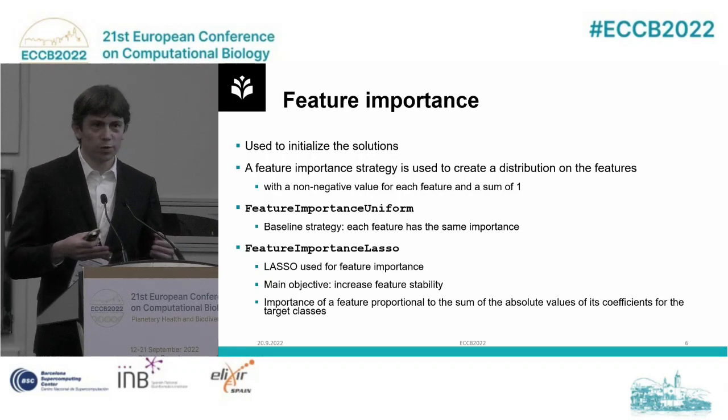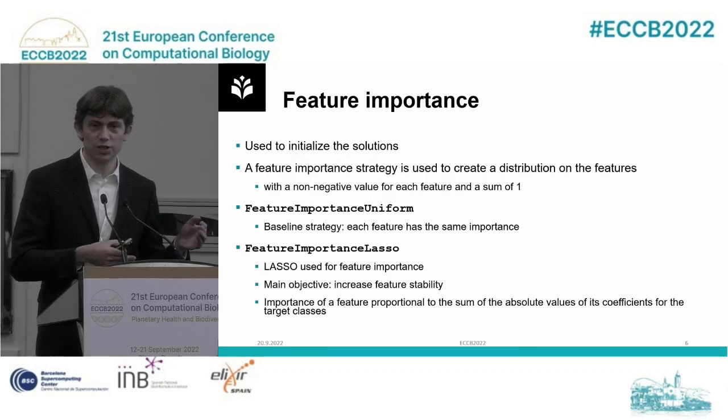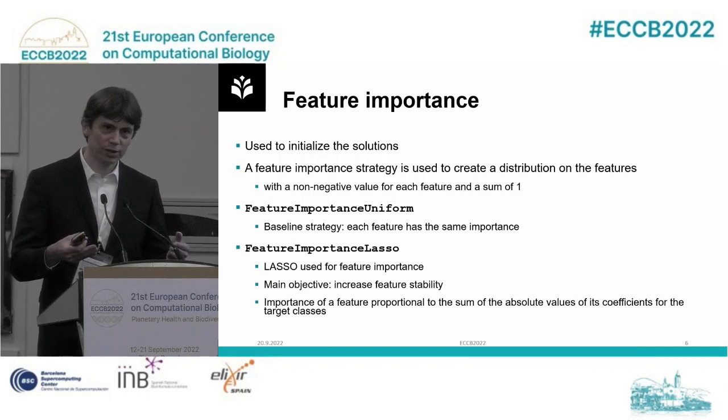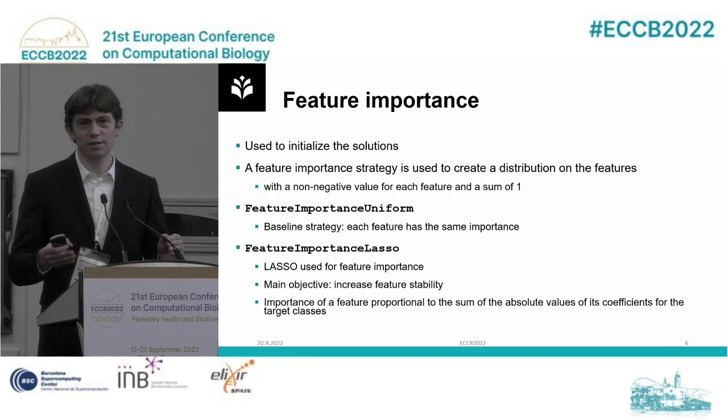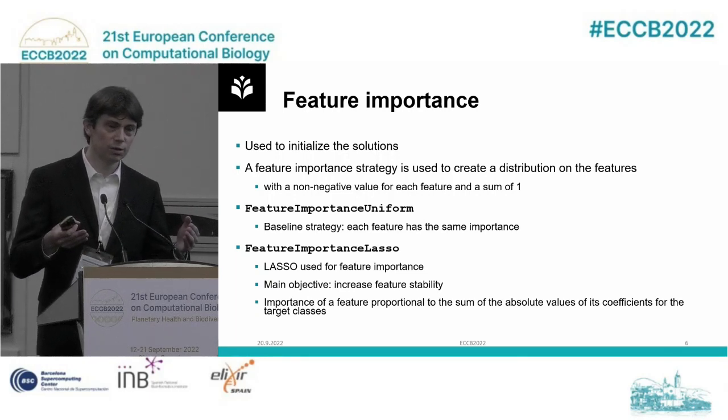We wanted to improve the stability, and in order to do that, we noticed that the lasso is more stable as an algorithm. So our idea was to use the lasso to identify a feature importance from it and use it to initialize the initial population for the genetic algorithm so that the stability could be improved.